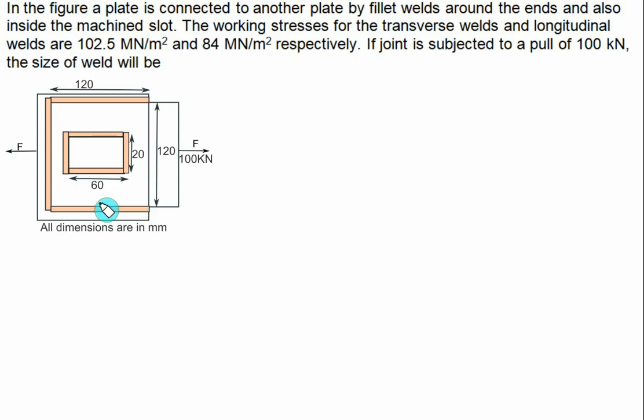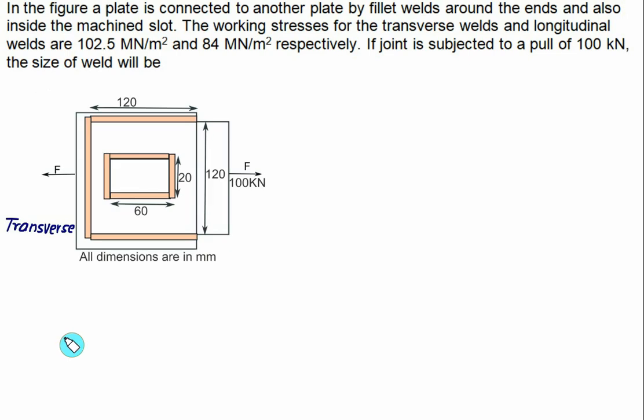So this one is a combination of a transverse as well as parallel fillet, which is called a longitudinal fillet. The working stress for the transverse weld, this one is a transverse, this one is a transverse, is 102.5 megapascal and for the longitudinal weld it is 84 megapascal, because the axis is parallel to the force. The joint is subjected to a pull of 100 kilonewton. The size of the weld, that is the leg size, we have to find out.